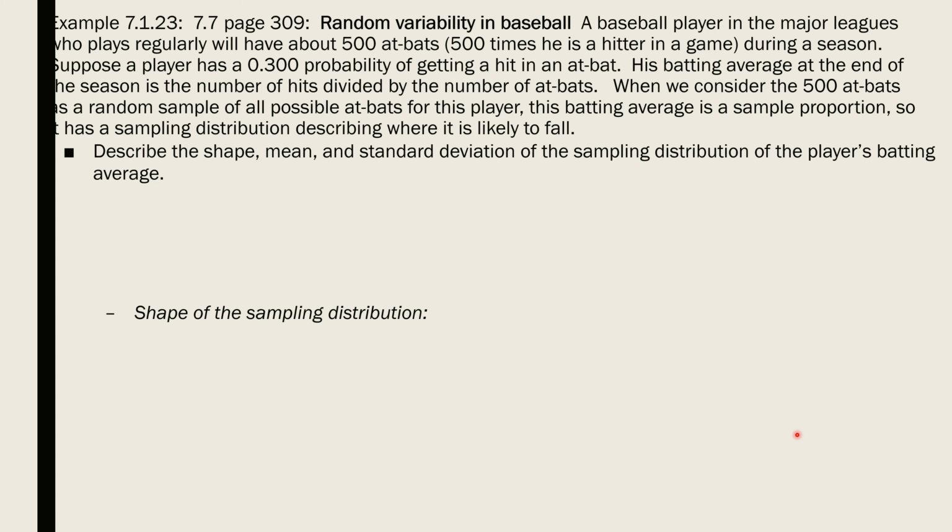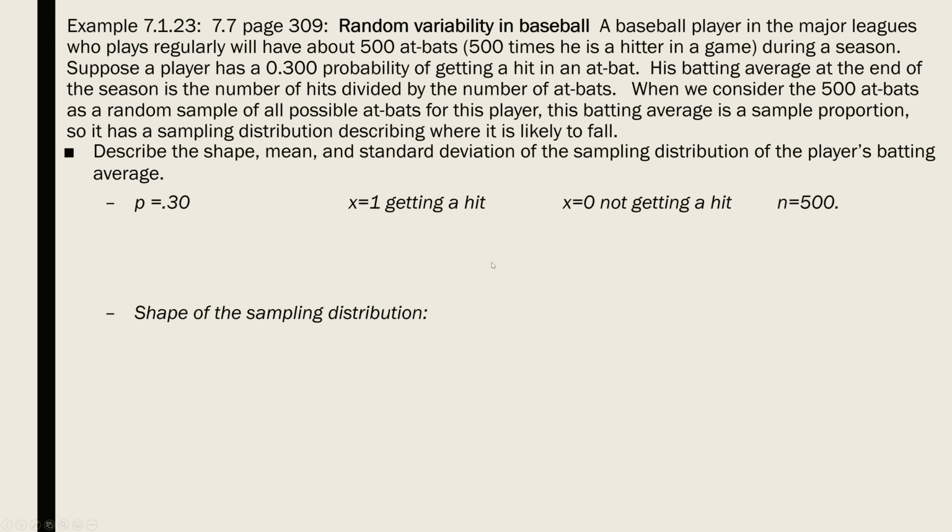Here is another example from your textbook. You can pause this video and read the question. From the context of the question, we know that the mean of the sampling distribution equals the population mean. We can define the random variable x as: when x equals 1, it represents getting a hit, and when x equals 0, it means not getting a hit, and the sample size is 500.